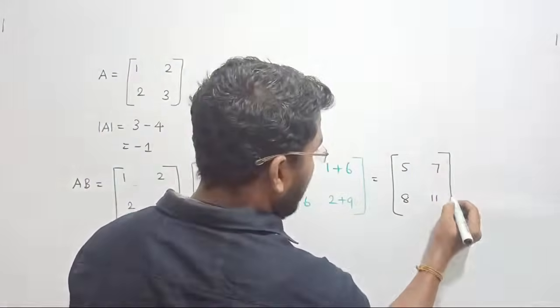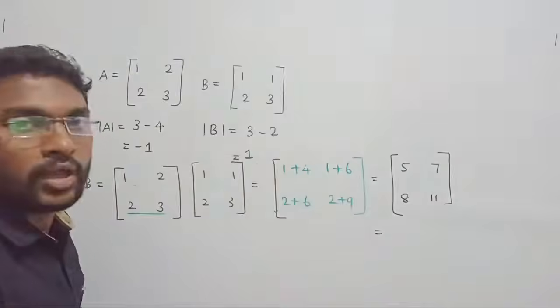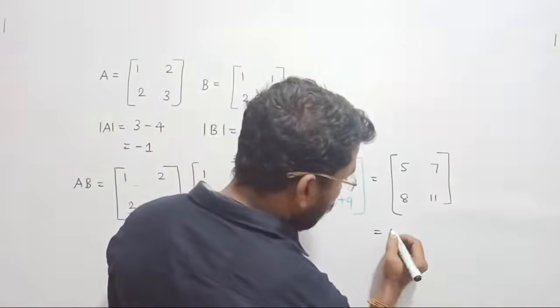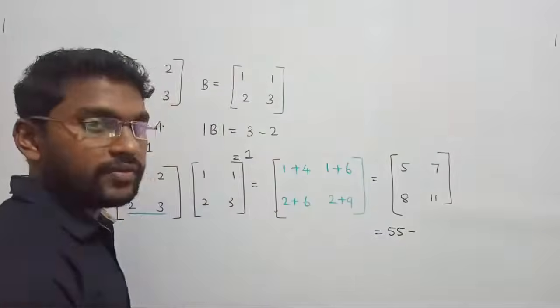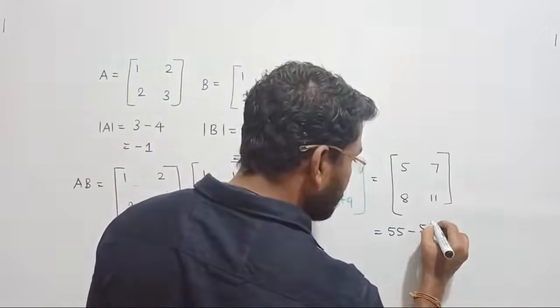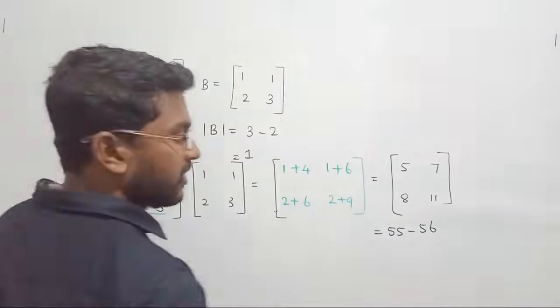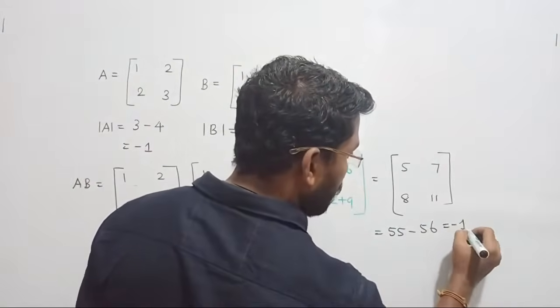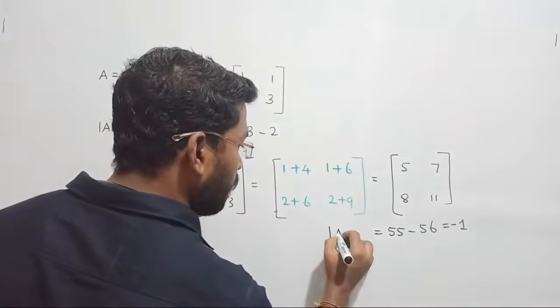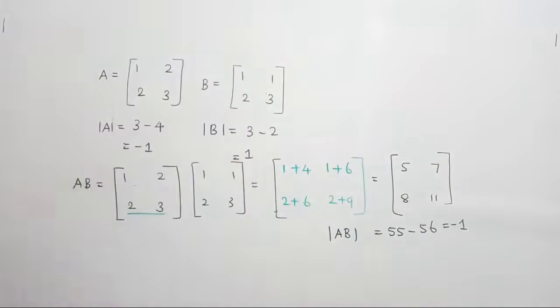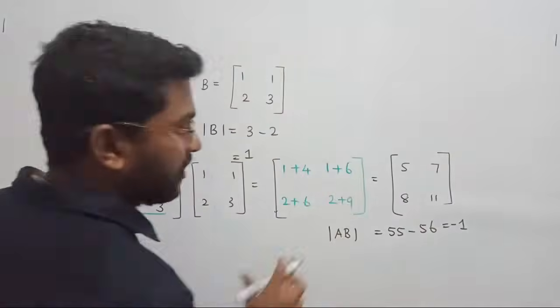Can anyone find out the determinant for this matrix? 5 times 11 will give you 55. 8 times 7 will give you 56. 55 minus 56 will give you minus 1. Do you agree? Yes. That is the determinant of AB. This is matrix AB, and its determinant is minus 1.